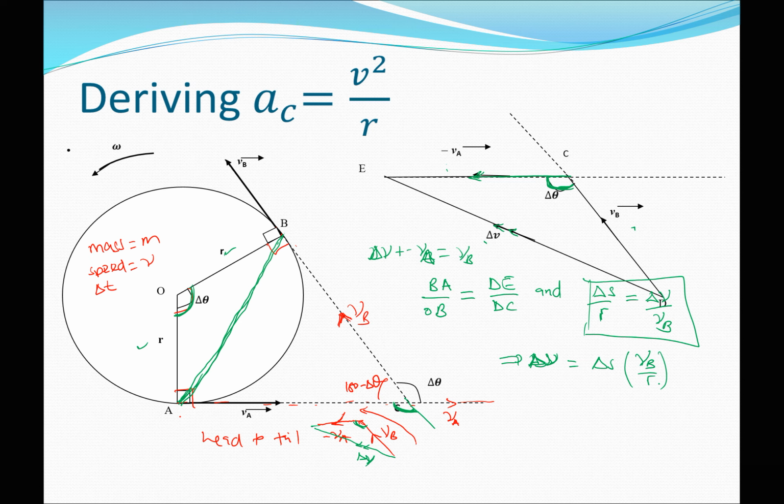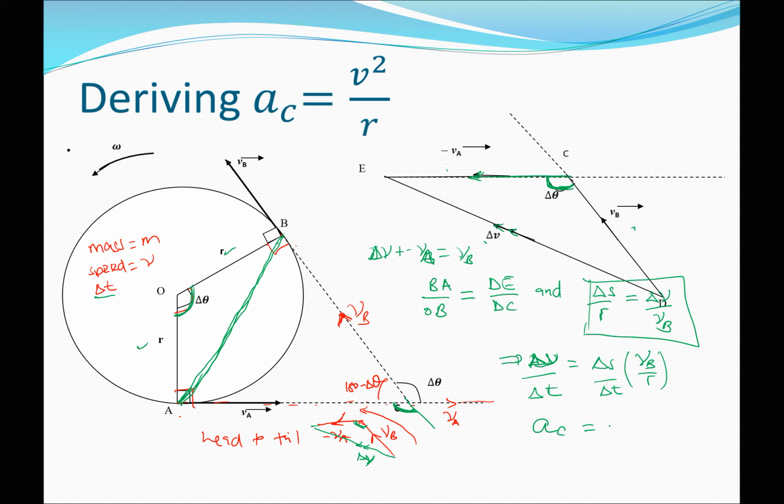Remember I said the time taken for the body to move from point A to B was delta T. So I'm going to divide both sides by delta T. When I divide change in velocity over time, that is automatically acceleration. But because the body was moving in a circular path, this acceleration we call the centripetal acceleration.